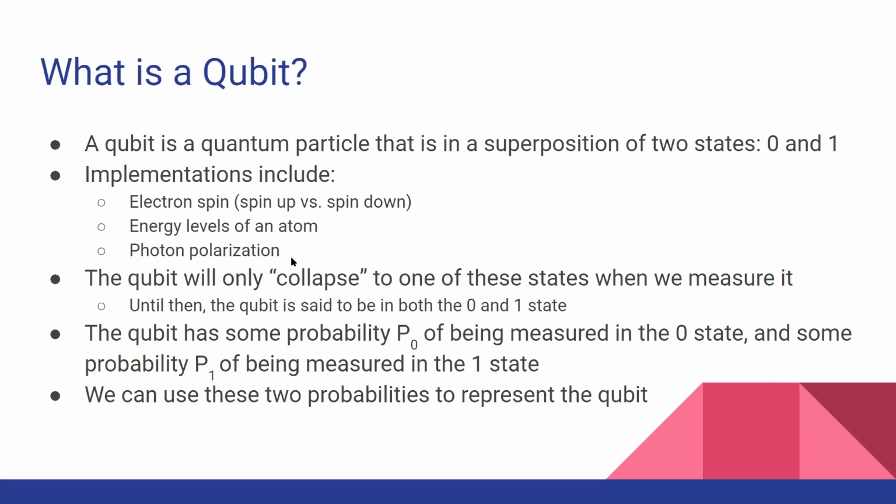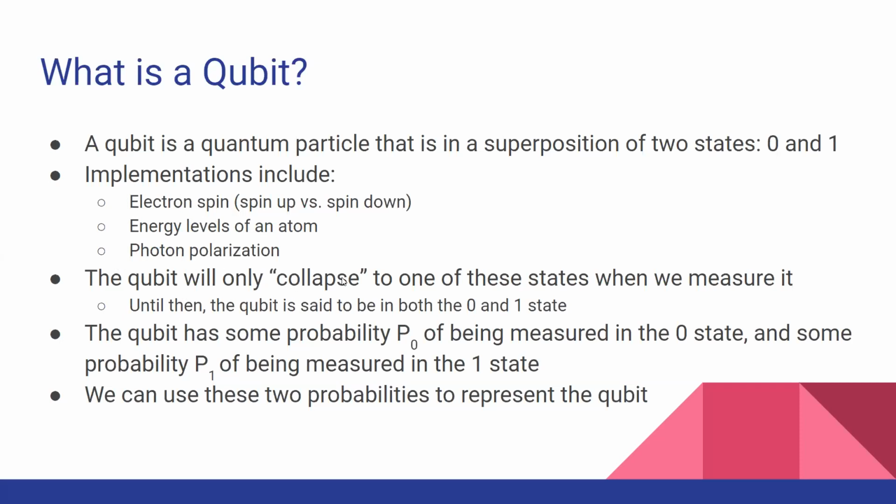There are a couple of ways to implement qubits. One is electron spin, where we can use spin up versus spin down. We can also use the energy levels of an atom, like the lowest level as 0 and the highest level as 1. You can also have more than just 2 energy levels. Photon polarization is another way we can implement a qubit, just a way to define a 0 and a 1 state with a quantum particle. That's really the idea behind all of these.